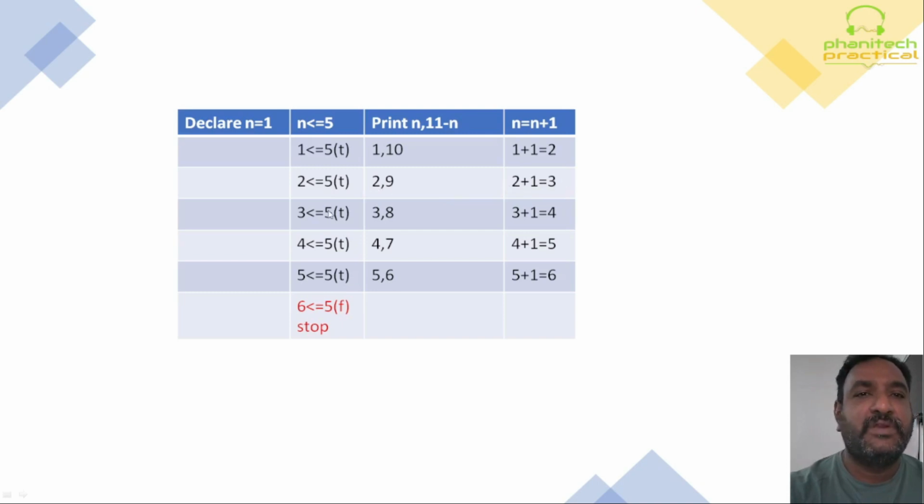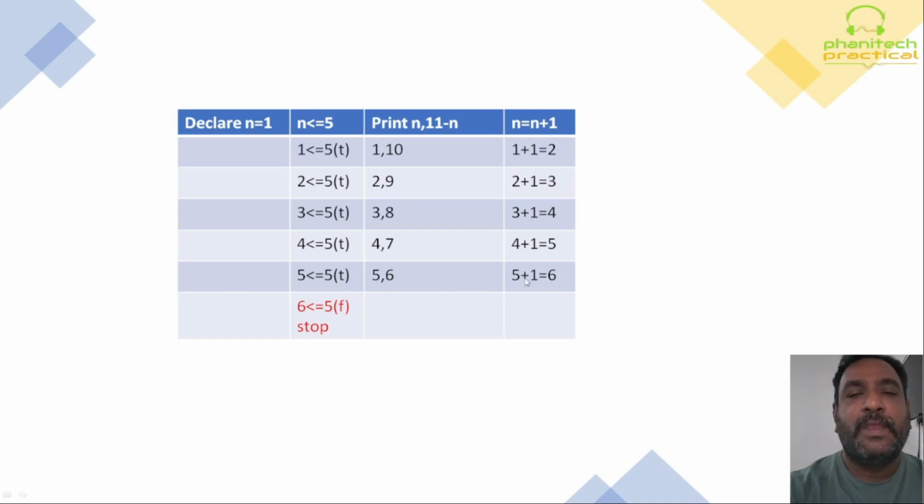And 2 plus 1 is 3. 3 is less than or equal to 5, the primary condition is true. And 3 comma 11 minus 3, 8 is displayed. 3 plus 1 equals 4. 4 is less than or equal to 5. 4 comma 11 minus 4, 4, 7 is displayed. And 4 plus 1 equals 5. 5 is less than or equal to 5, true. 5 comma 11 minus 5, it's 6.